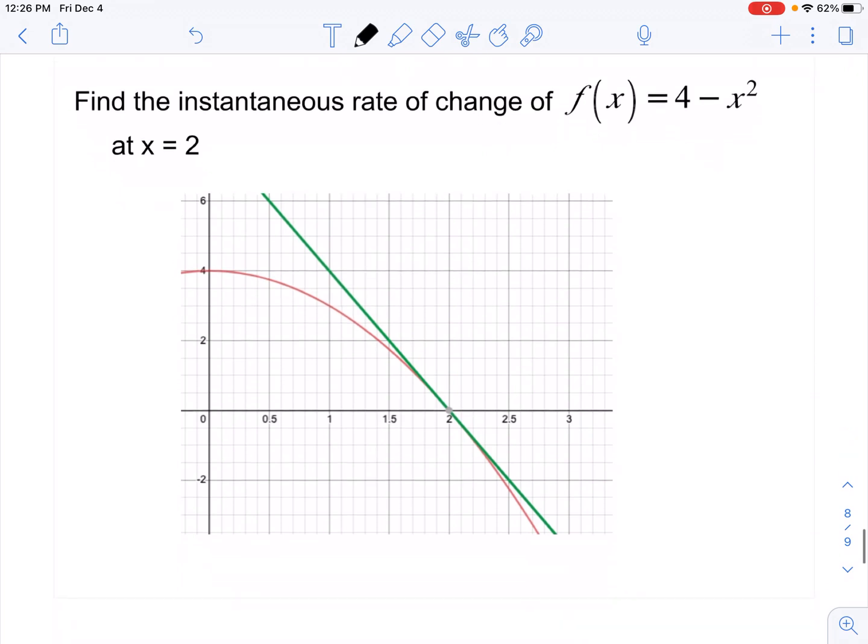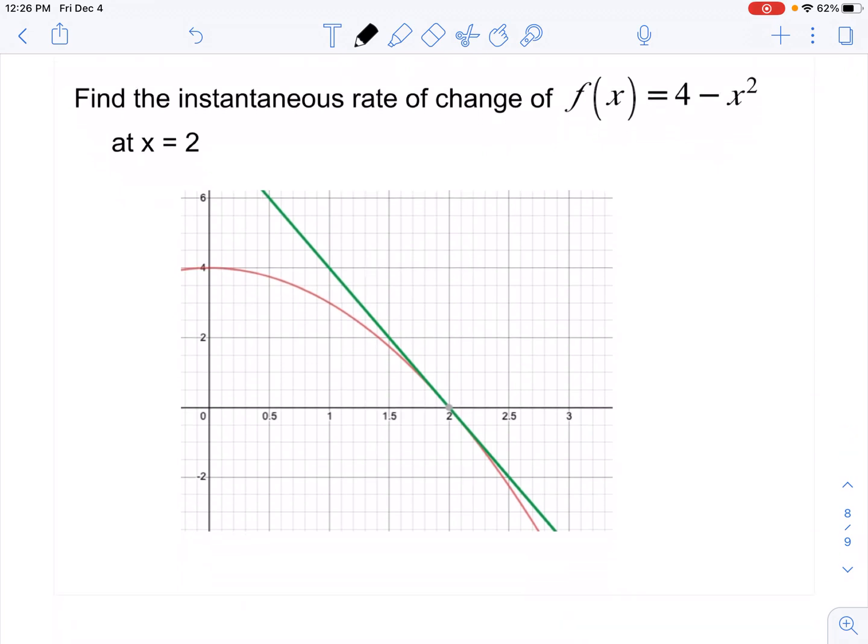So now if we look at the same function and we're asked to find the instantaneous rate of change at 2, we draw a line at 2 that touches the graph at 1 point. So it touches the graph right there, and we can find or estimate the slope here by finding another point on the line, the green line, and just finding the slope.